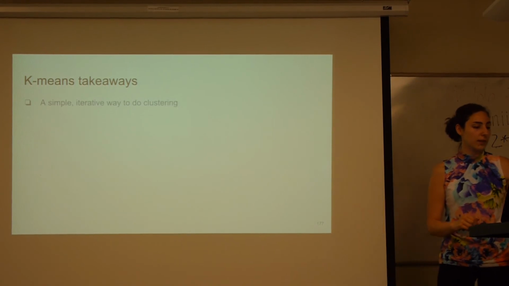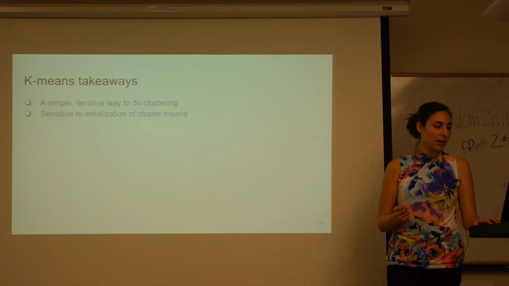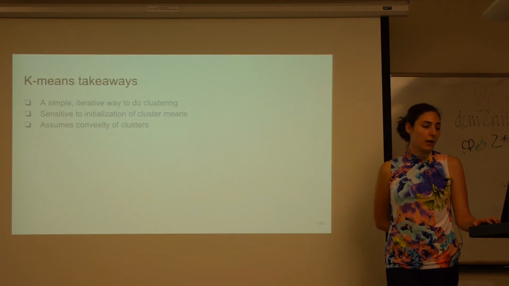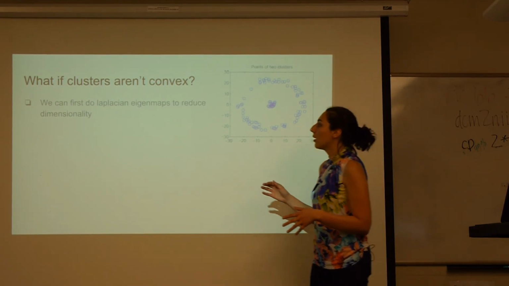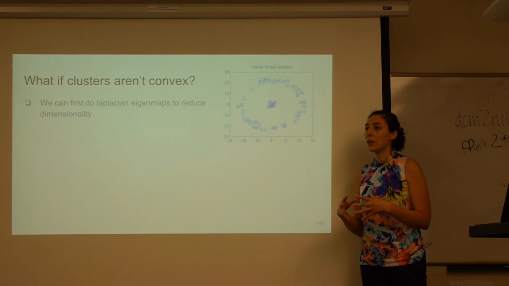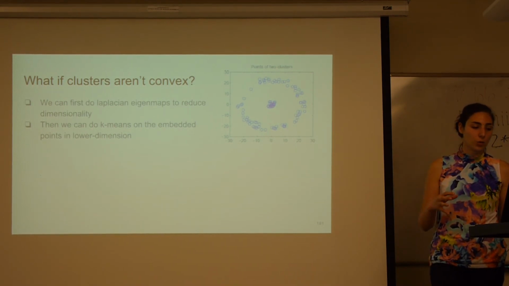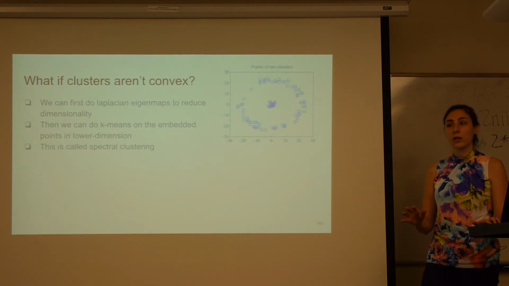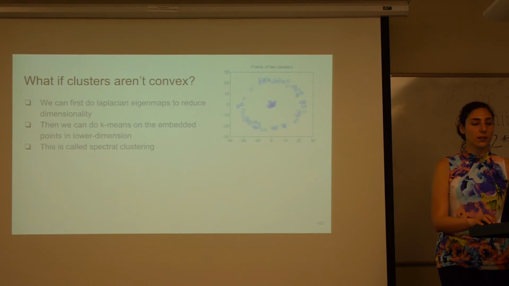So the takeaways are that k-means is simple and iterative, and it does clustering, which is grouping of data values. But it's sensitive to initialization, and I recommend using k-means++. It assumes convexity of clusters. So what happens when we can't make this assumption? What we can do is first do Laplacian eigenmaps to reduce the dimensionality of the data, and then do k-means on the reduced latent features to get a better clustering. I'll show you an example, but this is called spectral clustering: first doing Laplacian eigenmaps and then applying k-means to cluster the latent features.